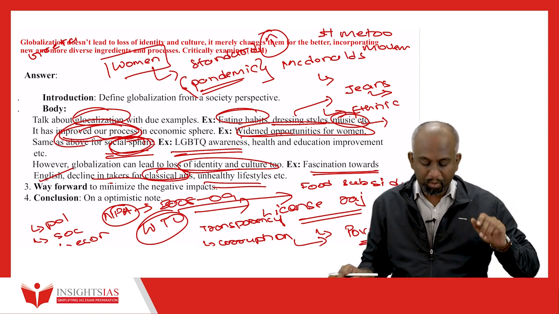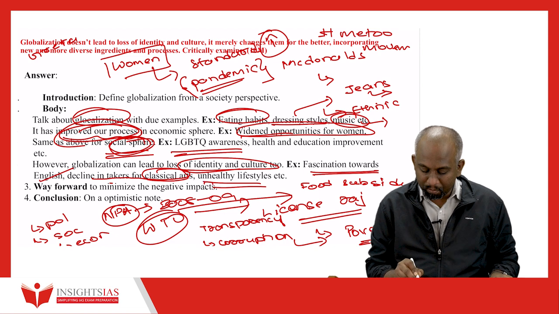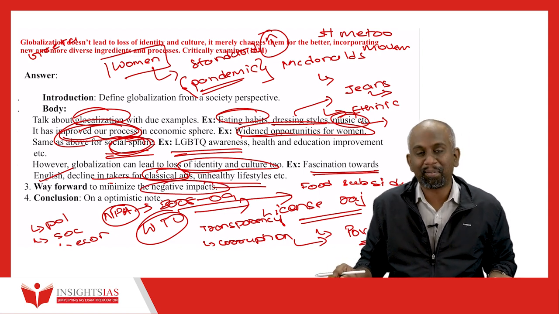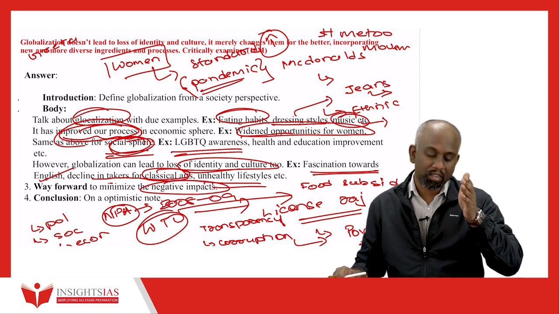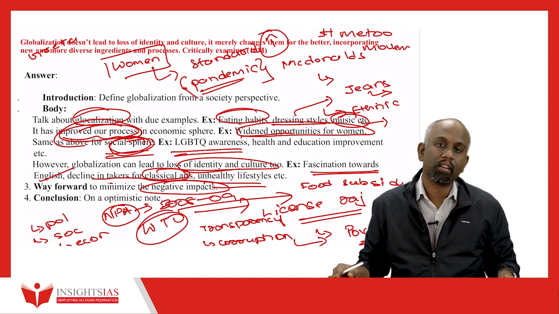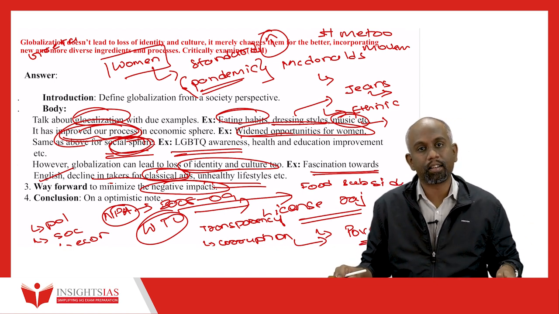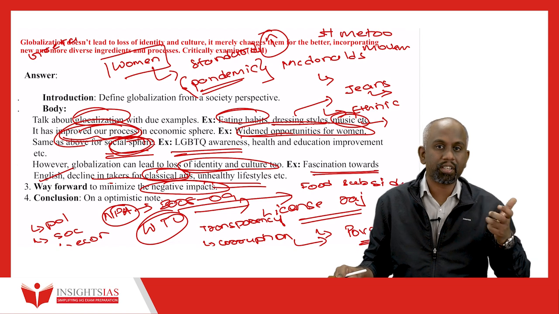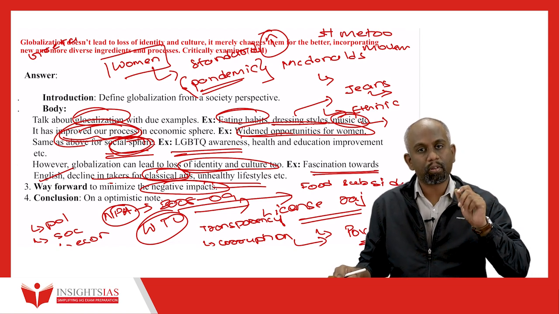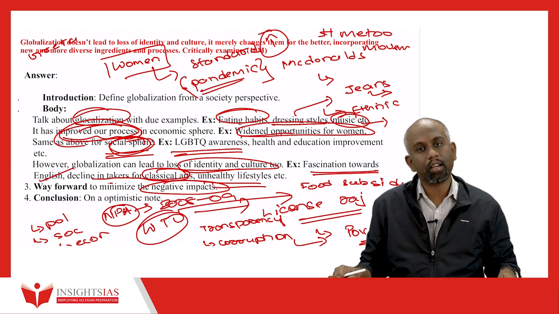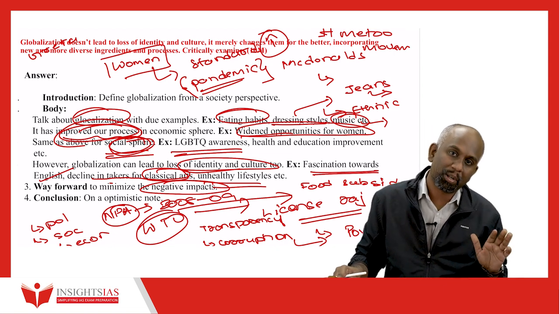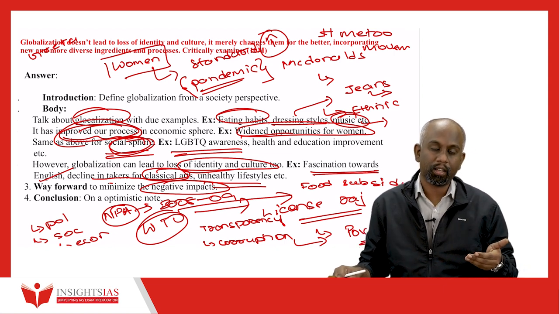Okay, what should be the way forward to minimize negative impacts? Obviously, how to minimize these negative impacts? You focus on each of these negative things. How to emphasize identity and culture? Our education system needs to put more focus. We need to introduce our kids to classical arts. I'm not saying push them into classical arts, but introduce them.